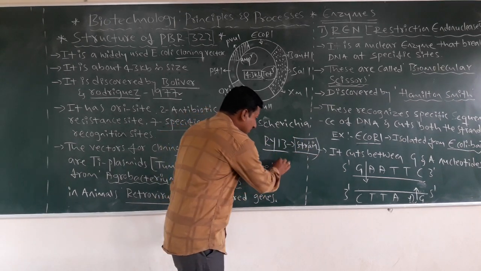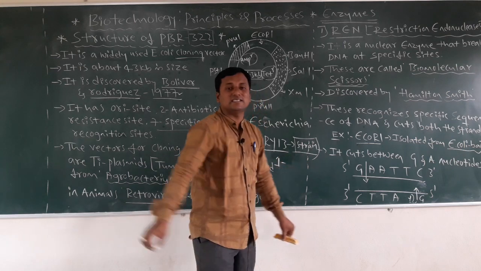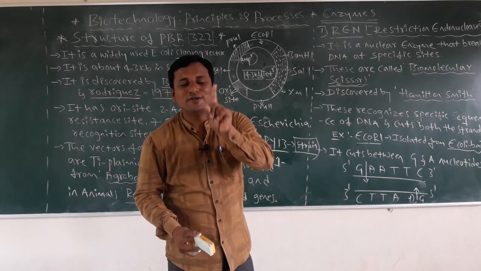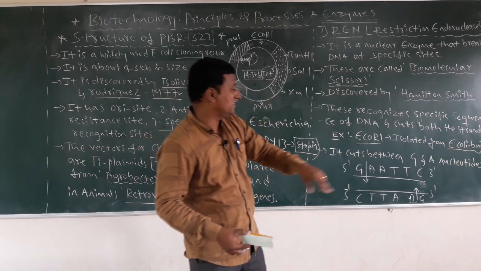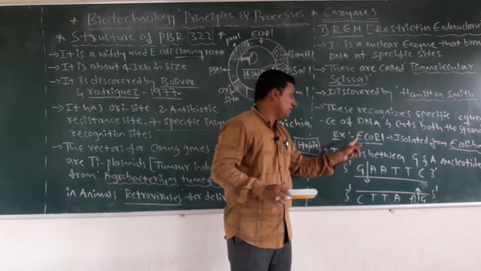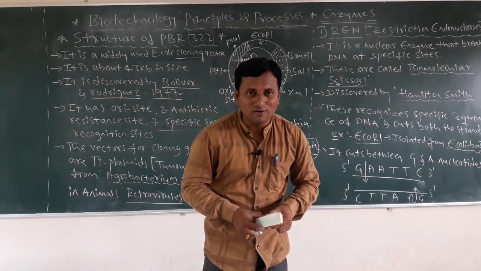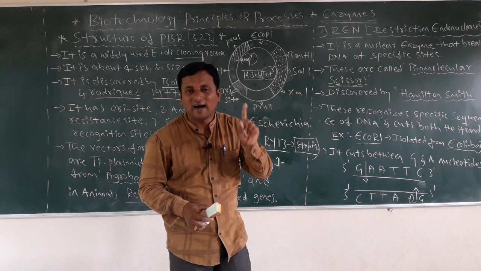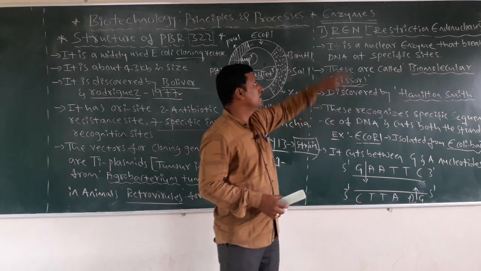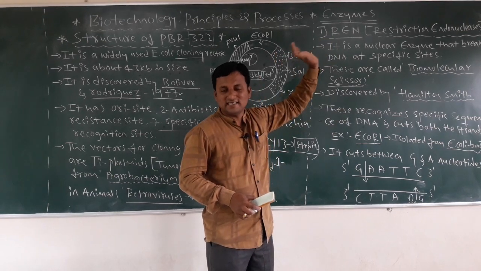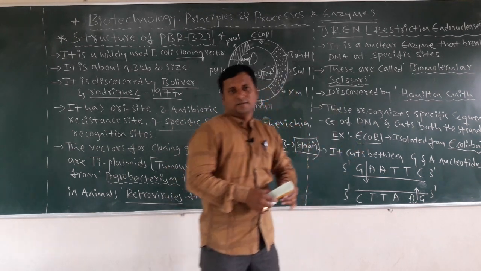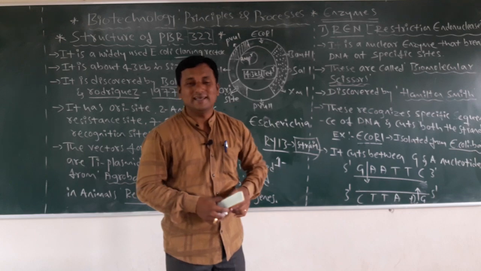The one means this is the first endonuclease enzyme to be discovered. What is that first endonuclease enzyme? EcoR1. Eco means Escherichia coli, R means the strain RY13, and 1 means it is the first endonuclease discovered. That is the restriction endonuclease enzyme. Remember this is the first endonuclease. It will be asked in competitive exams.